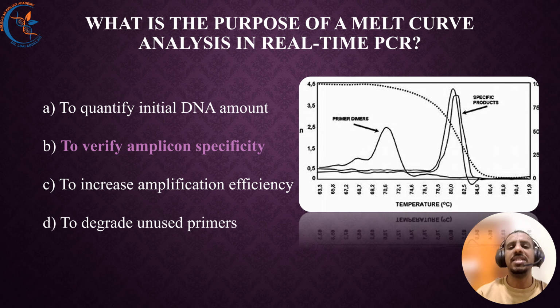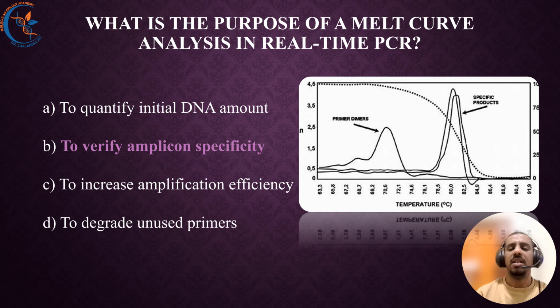The correct answer is to verify amplicon specificity, all right? Actually, melt curve analysis helps confirm the specificity of the amplified DNA by examining its denaturation temperature. Each DNA fragment has a unique melting point, and distinct peaks indicate correctly amplified targets. While CT values are used for quantification in option A, melt curves primarily serve to check the accuracy of the amplification.